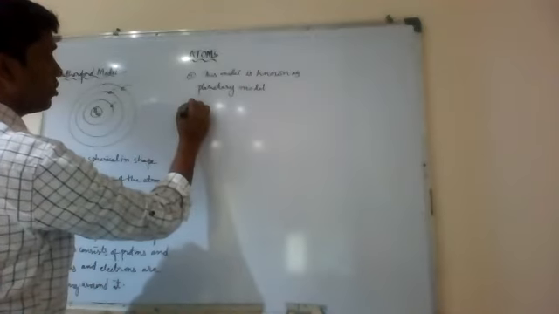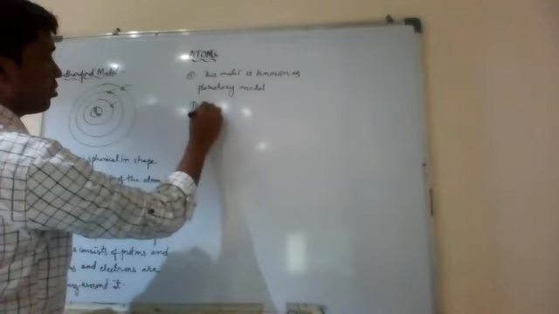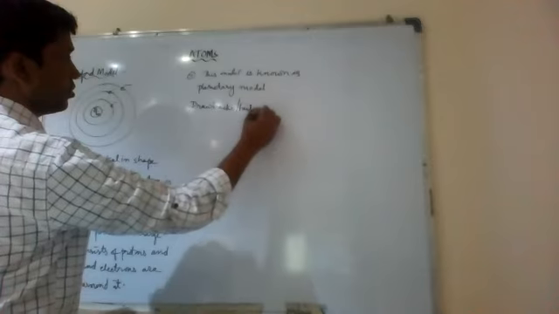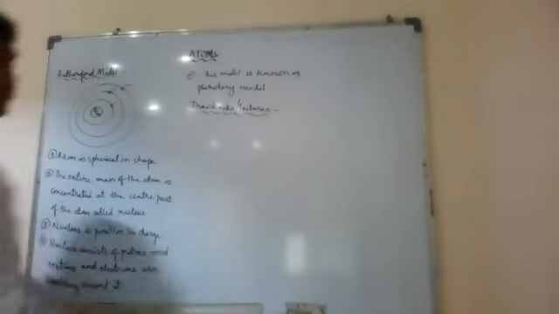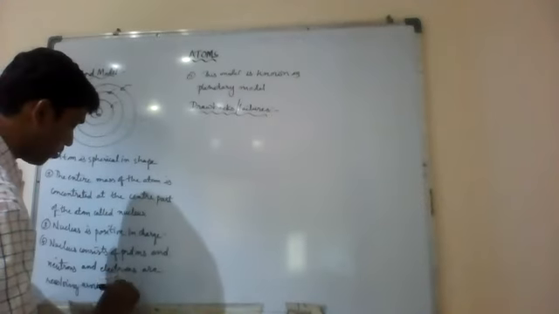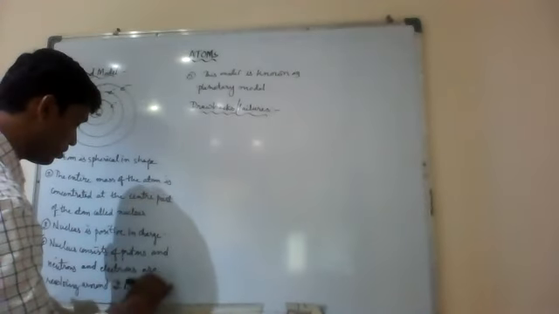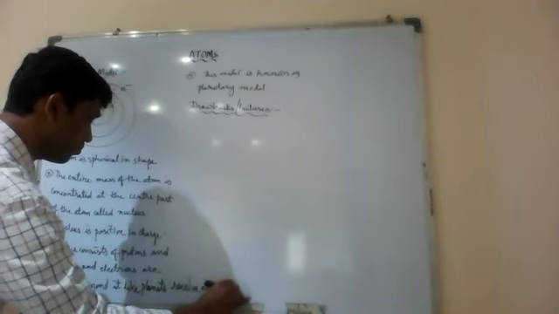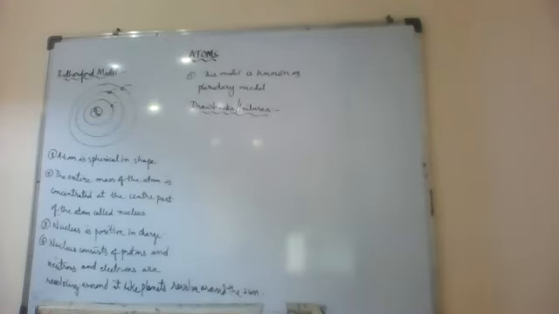Next is the conclusion. There are drawbacks, drawbacks or failures of this model. See, once again, the atom is spherical in shape. The entire mass of the atom is concentrated at the center part of the atom called the nucleus. The nucleus is positive in charge. The nucleus consists of protons and neutrons, and electrons are revolving around the nucleus, like planets revolve around the sun. Therefore, this model is also known as the planetary model.